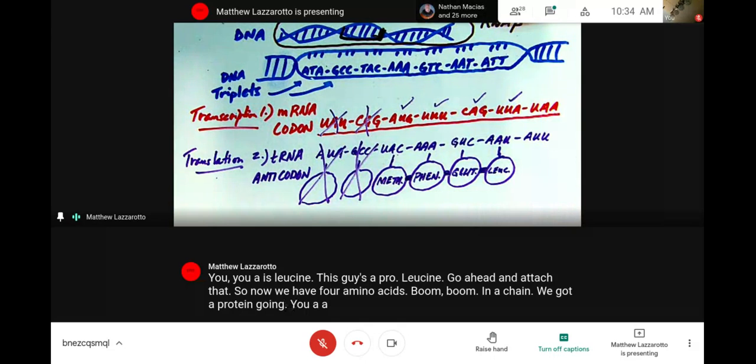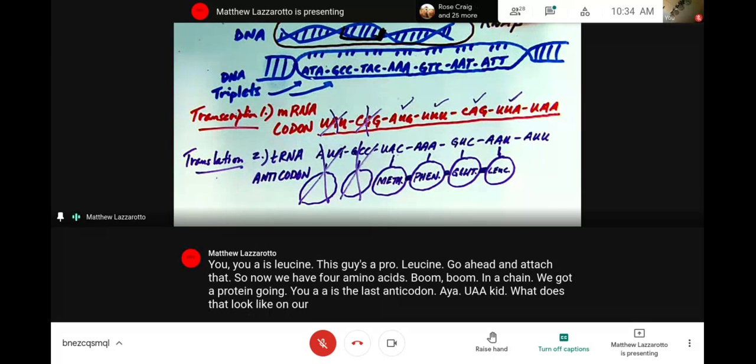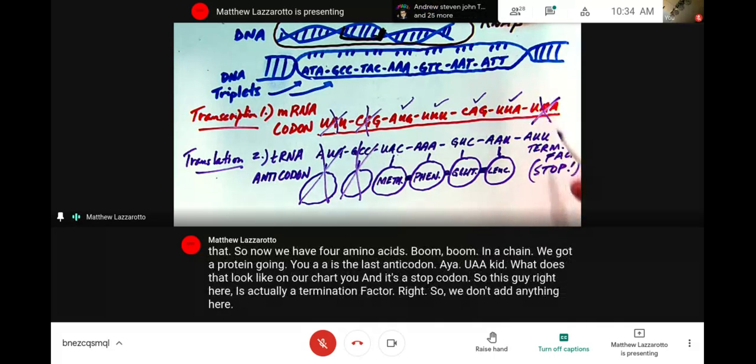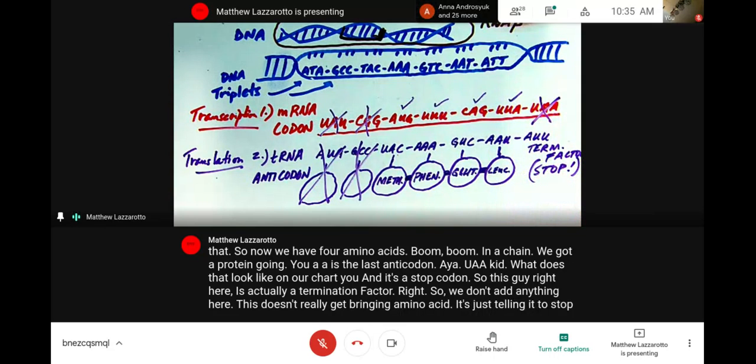UAA is the last anticodon. UAA, kid, what does that look like on our chart? UAA. It's a stop codon. So this guy right here is actually a termination factor. Right? So we don't add anything here. This doesn't really bring in amino acid. It's just telling it to stop making a protein.